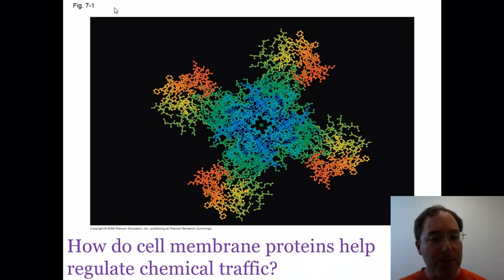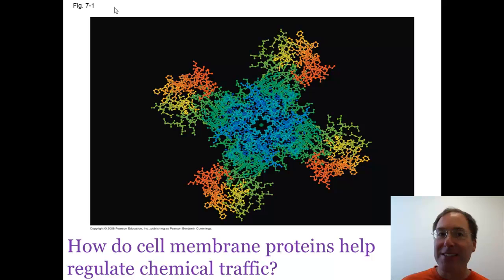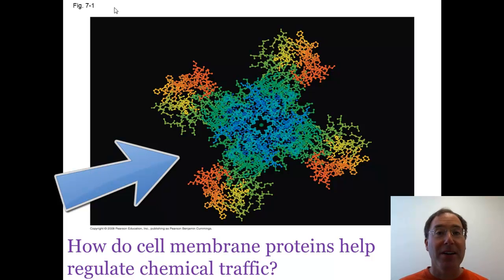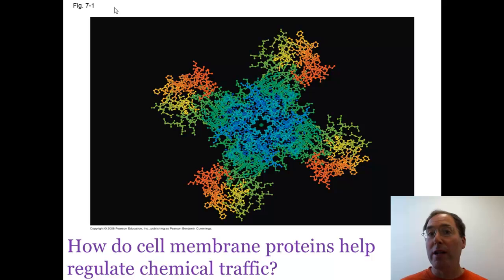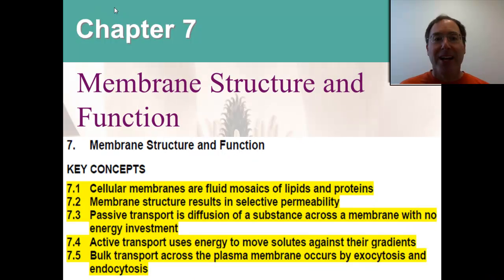Have you ever wondered how cell membrane proteins help regulate chemical traffic? Neither had I when I was your age. But here's a picture of a cell membrane protein, maybe, and you can see a chute down there in the middle of it, the hole. That's going to regulate chemical traffic. Screwed that one up. Here's chapter 7.